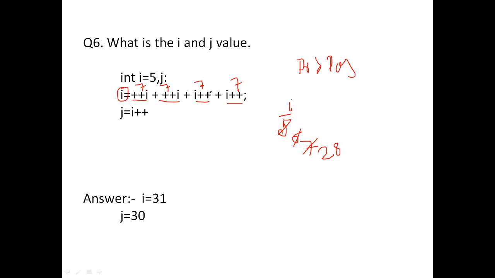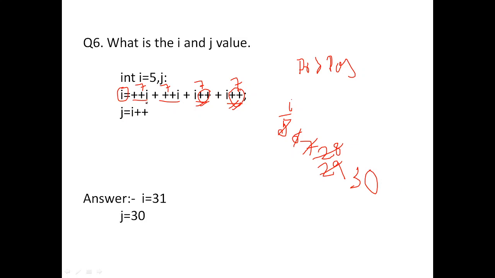Now after this, we are left with two operations: this operation and this operation. It means we had not incremented this and we had not incremented this. So after this we will perform this increment. So 28 will be incremented to 29. After 29, again this operation is left, so 29 will be incremented to 30. So now the final value of i is equal to 30.